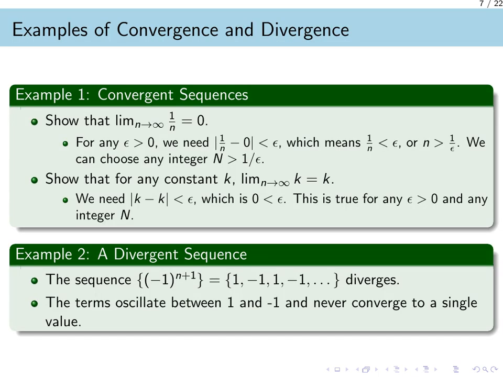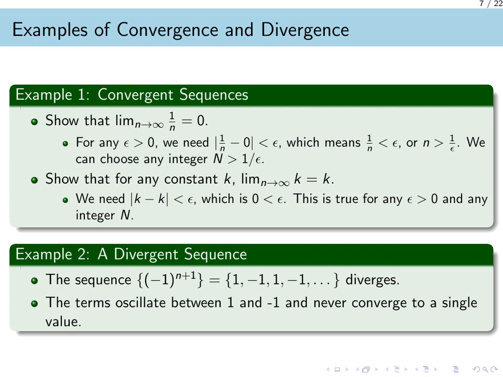Let us apply the formal definition of a limit to see how it works, with a few key examples. First, for the sequence 1 over n, we can prove that the limit is 0. For the terms to stay within some small distance epsilon of 0, the index n must be larger than the quantity 1 over epsilon. Since we can always find an integer n that satisfies this condition for any epsilon, the limit is 0. For a constant sequence k, the logic is even more direct.